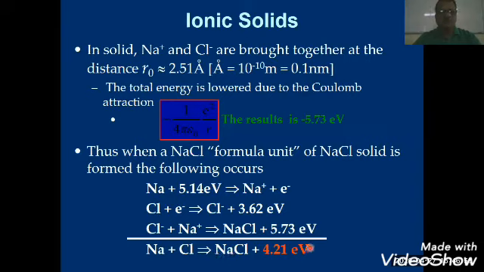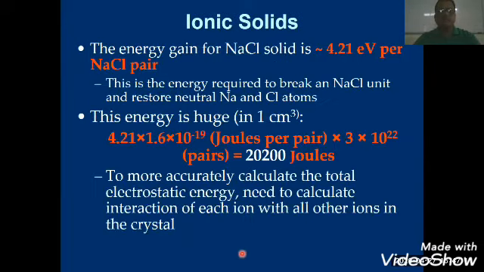4.21 electron volt energy is released, and this energy causes its stability. And the higher the value of this energy, the more stable the ionic crystal will be.